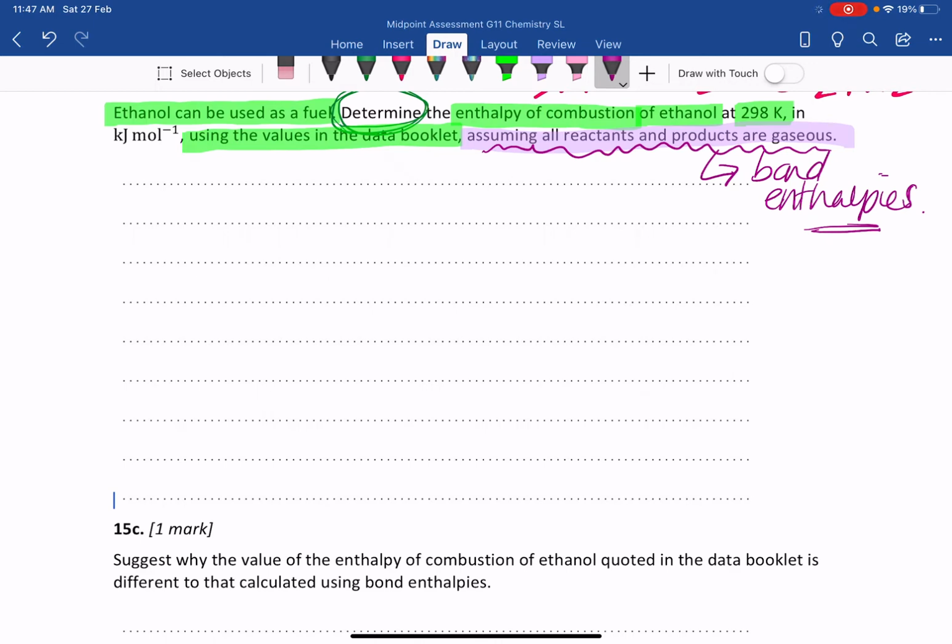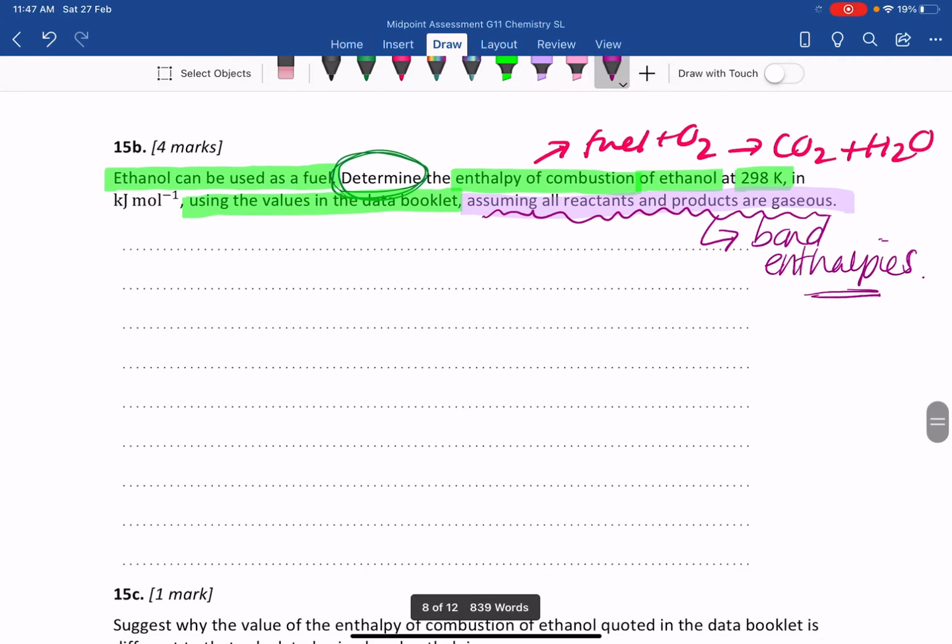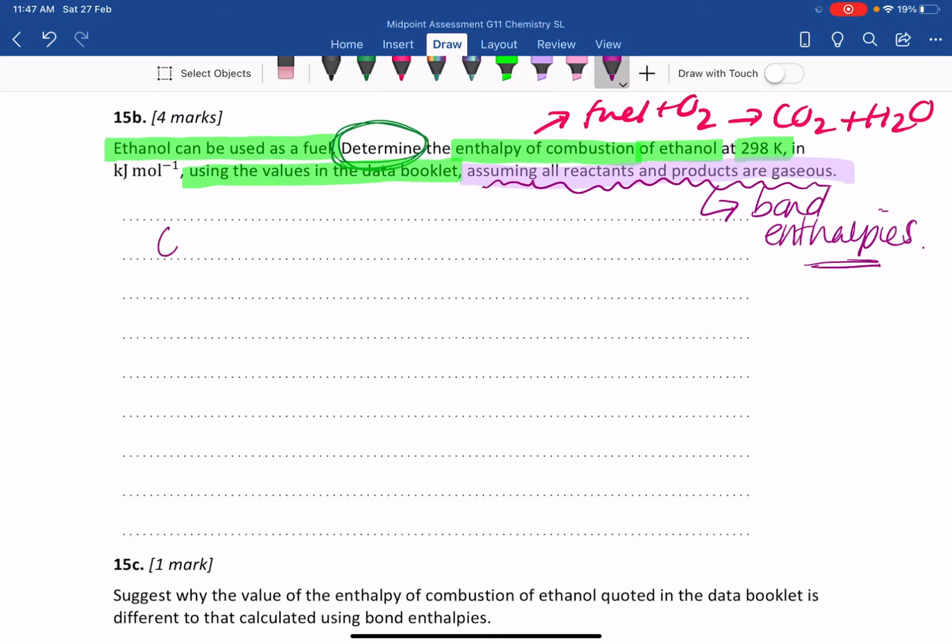So what would I do? I would have ethanol, which is 2 carbons, and 1 OH group. That is a basic, common formula that you should have looked at during your lower school years. If you don't know the formula of ethanol, you're not going to be able to determine this, because you would not know which bonds have been broken. So ethanol is turning into carbon dioxide and water.